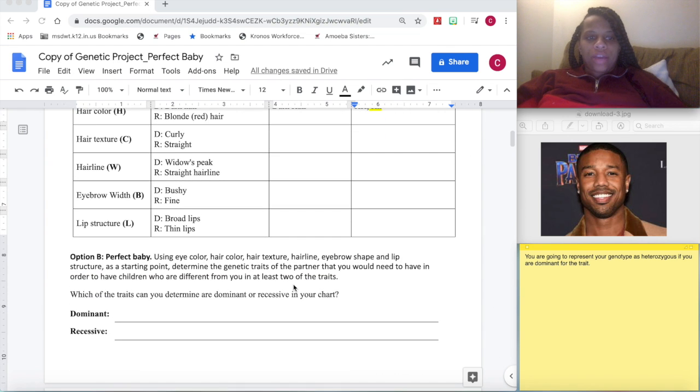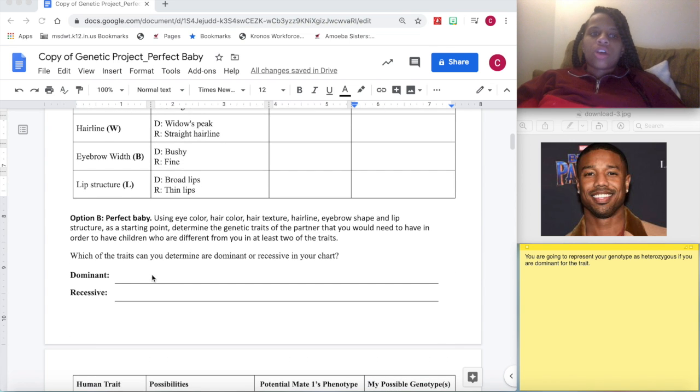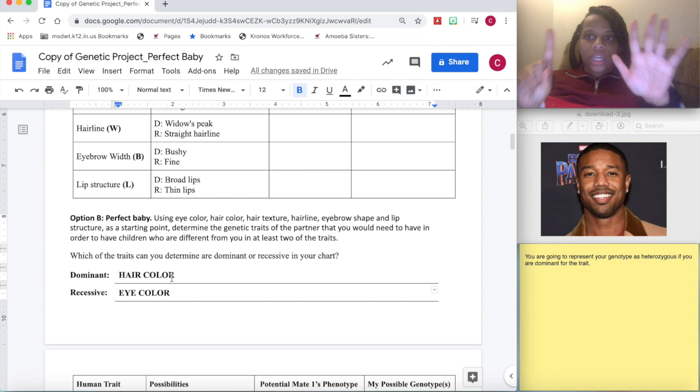So now we're going to go down here. Which of the traits can you determine are dominant or recessive in your chart? Looking at this chart, you identify which ones you're dominant for and which ones you're recessive for. So I'm dominant between eye color and hair color with hair color. So I'm going to put hair color. And then recessive, I'm recessive for eye color. You're going to fill this out regarding all 6 traits. I'm only focusing on 2, but you're going to fill this out for all 6 traits.